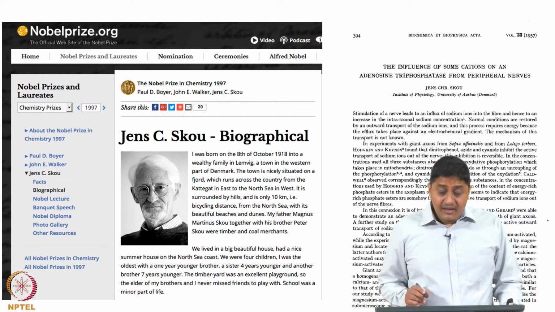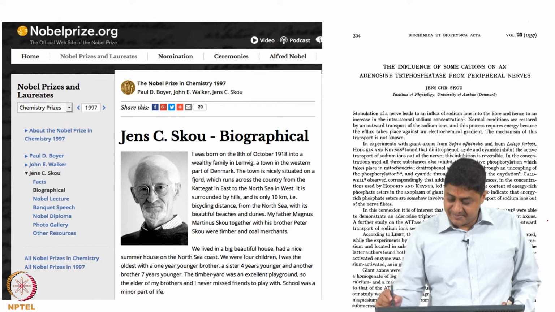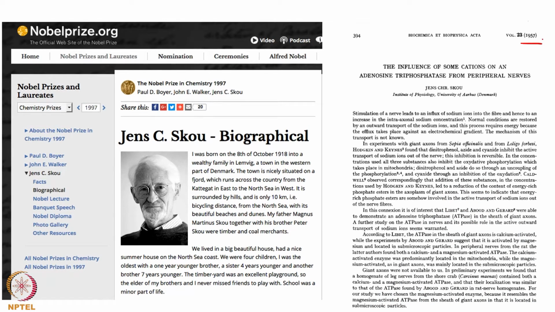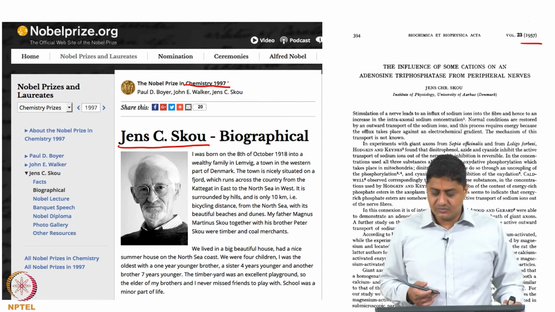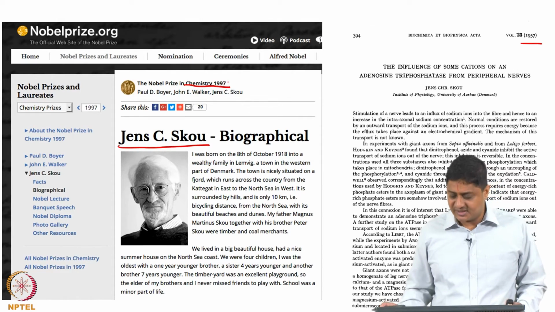For his discovery of this important function, published in 1957, Dr. Jens Christian Skou was awarded the Nobel Prize in chemistry in 1997. An important discovery, very impactful. Dr. Skou was a Danish physician who contributed to this field of research in a great manner.